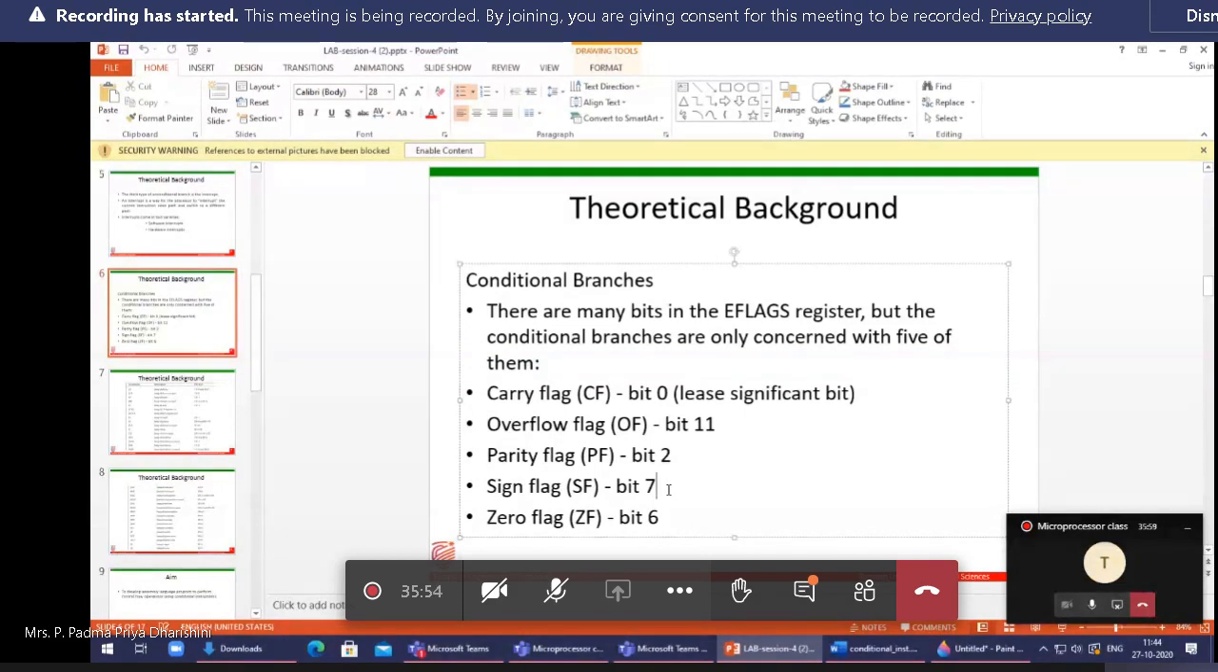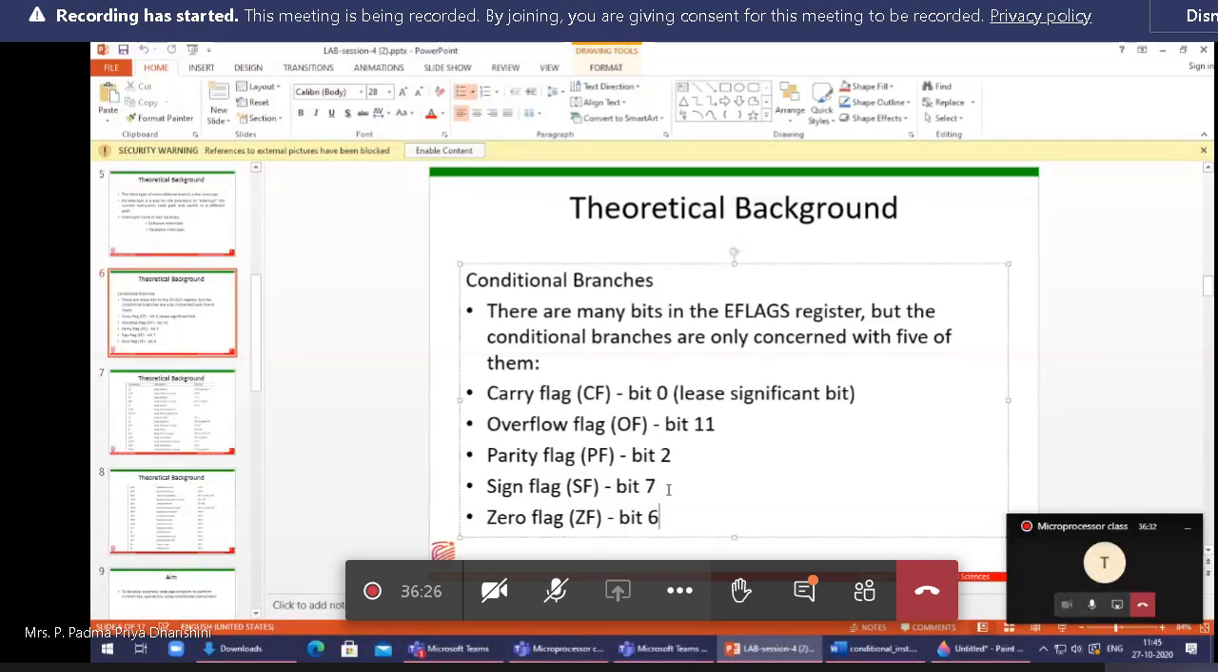And when will the carry flag be set? This is the extra value. If we add two 32-bit numbers and we get one more bit as a result, that is, we get a value for the 33rd bit, then we call it our carry flag. I will show one more example of when the carry flag will be set. Similarly, you can check for parity and for sign also.